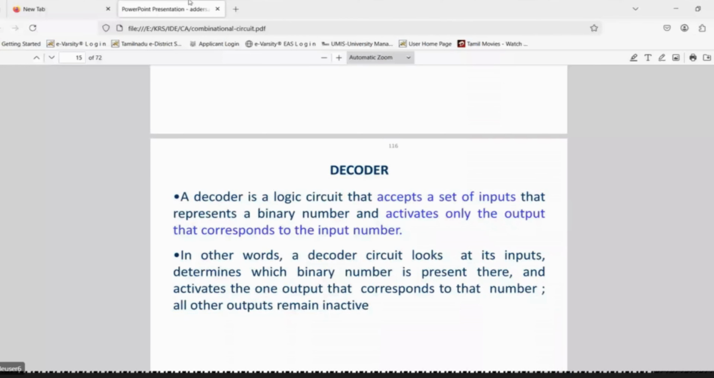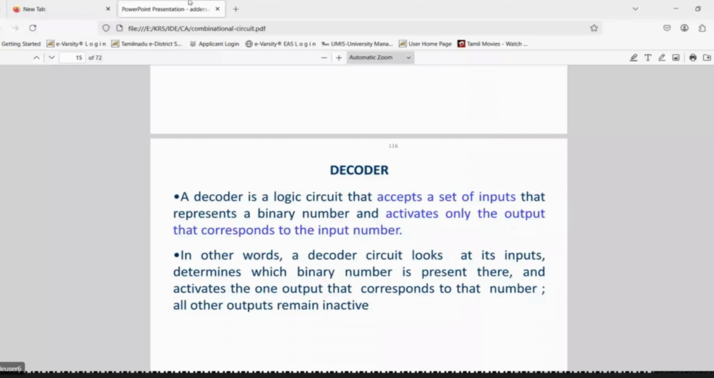A decoder is a logical circuit that accepts a set of inputs that represents a binary number and activates only the output that corresponds to the input number. In other words, a decoder circuit looks at its inputs, determines which binary number is present there, and activates one output that corresponds to the number. All other outputs remain inactive.